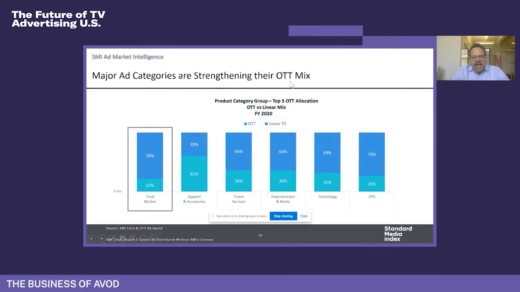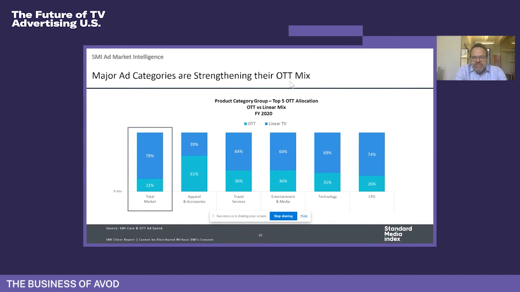If we take a step back and look at it across all categories, at a linear versus OTT and streaming mix, all categories spend about 22% of their mix on OTT versus 78% linear. But you can see certain categories way over-indexed. Accessories, literally 3x the average. Travel, services, entertainment and media, which is not surprising since there's a lot of tune-in going on with the new OTT services, and technology and CPG.